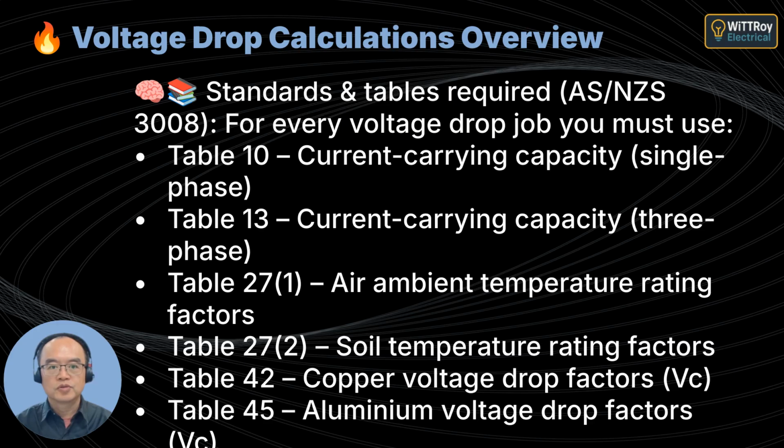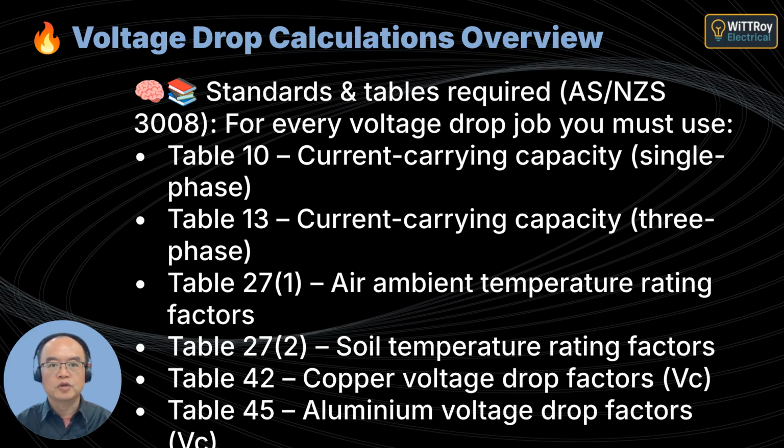You must know how to use the key tables: Table 10, Table 13, Table 27.1, Table 27.2, Table 42, and Table 45. These tables give cable ratings, derating factors, and the VC values needed for the voltage drop formulas. In this lesson, I'm only giving you the overview of what to prepare. For full worked examples, please watch my separate voltage drop calculation videos which take you through the entire process step by step.